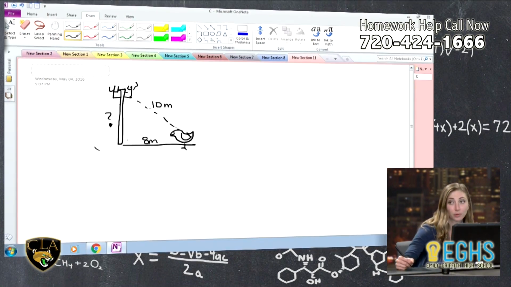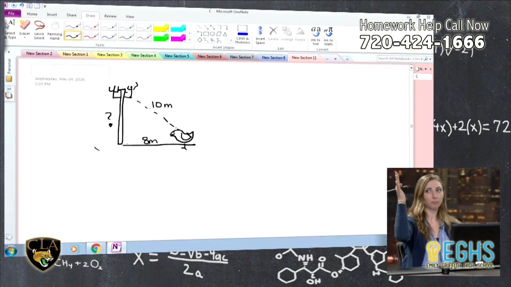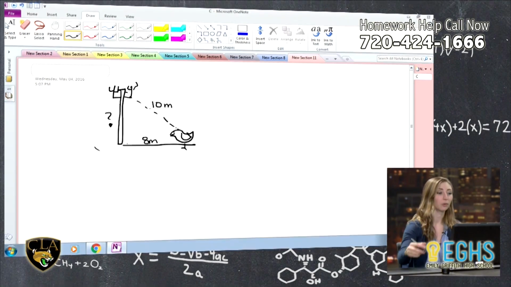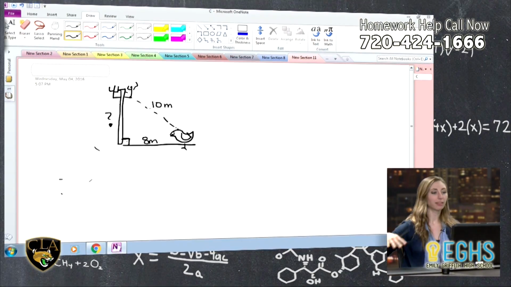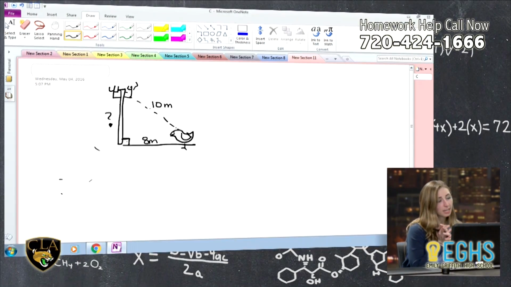Well, one thing, I'm going to make an assumption, is that the telephone pole in the ground, if it was constructed correctly, should make a 90-degree angle or a right angle. And what you can kind of see here is that the path of this pigeon, the telephone pole and the ground are all coming together to make a right triangle. And one of the ways that we can find missing sides for right triangles is with the Pythagorean theorem.